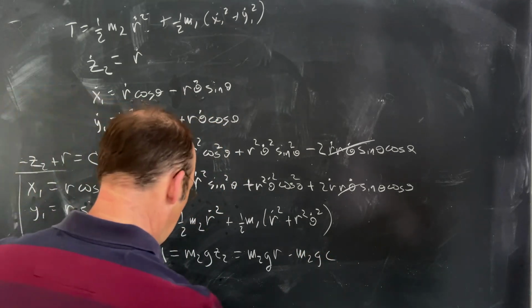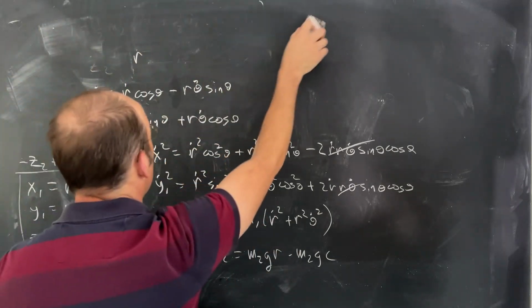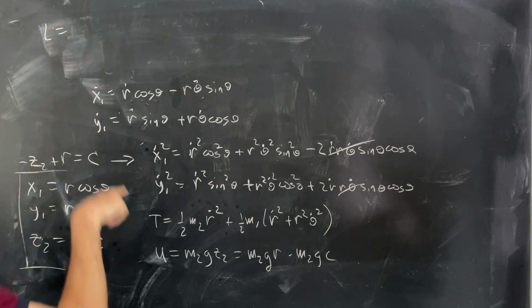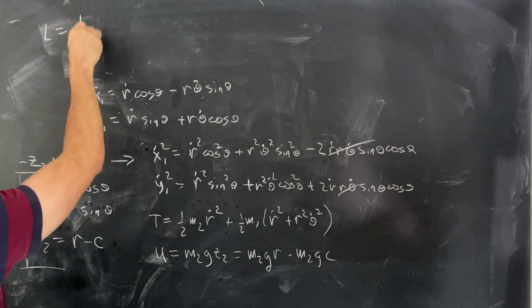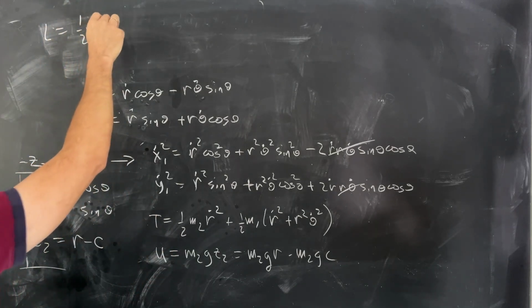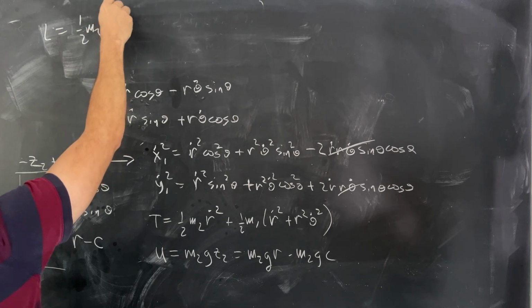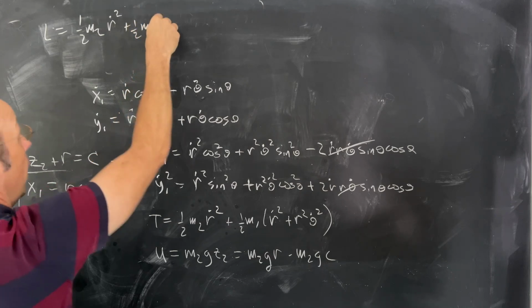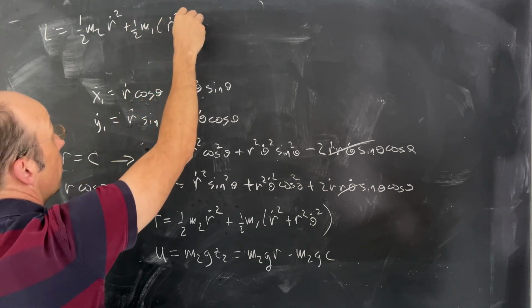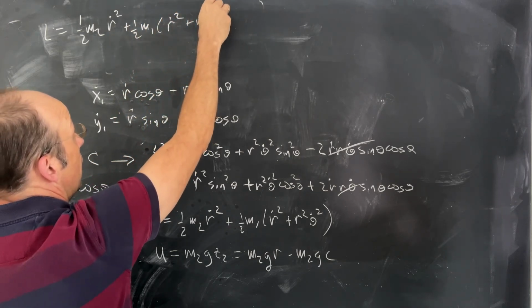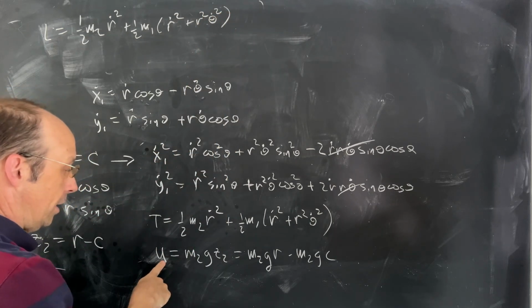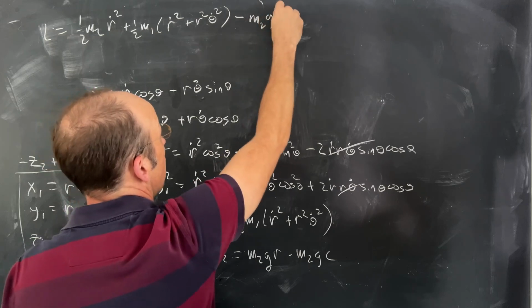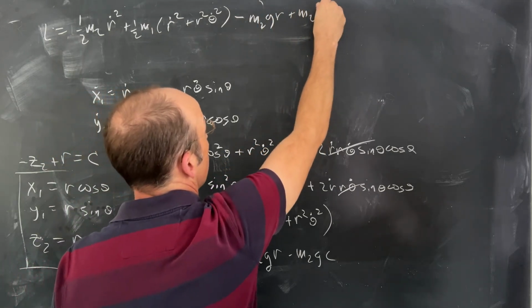So if we put all that together, I have my Lagrangian. I'm going to write it up top so we can use it more than one time. L is going to be the kinetic energy term, 1/2 m2 r dot squared plus 1/2 m1 (r dot squared plus r squared theta dot squared), and then minus the potential, which is this. So minus m2 g r plus m2 g c.